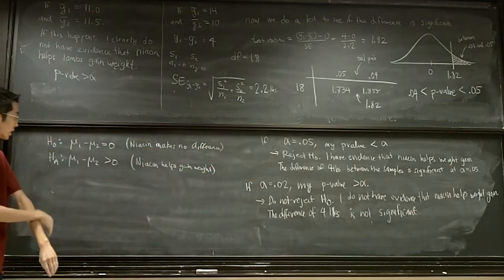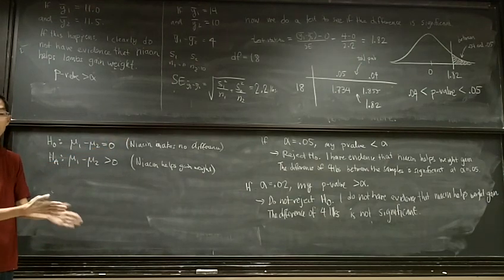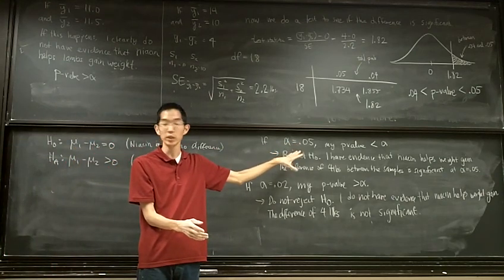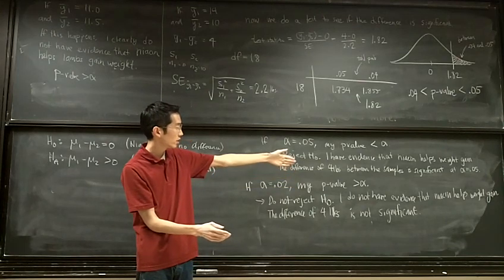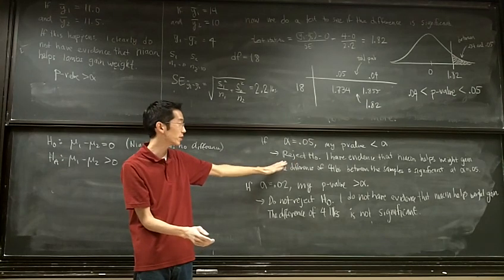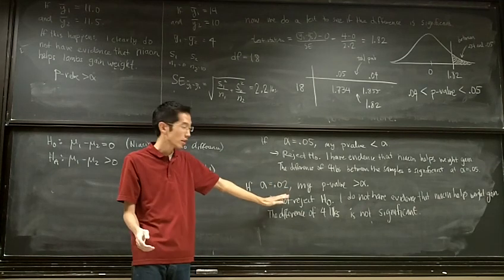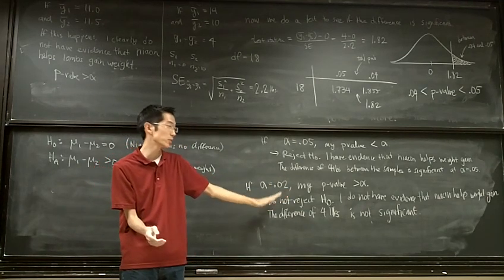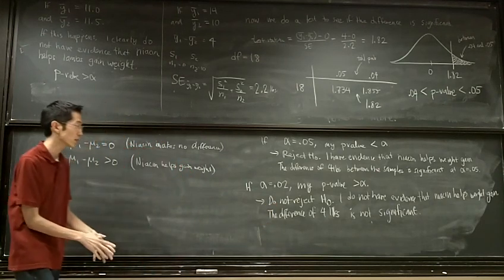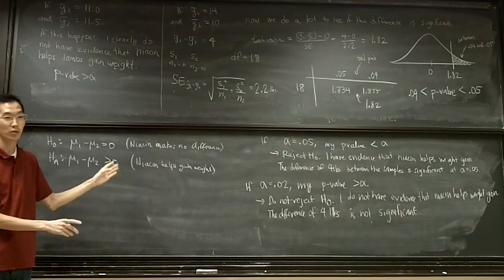So in this case, a type 1 error is that niacin makes no difference, but you've come to the conclusion that it does. So if you're willing to take a 5% risk of a type 1 error, then you would come to the conclusion that niacin makes a difference. But if you're not comfortable with a 5% error rate, and you want to have less of an error rate, then you wouldn't make that conclusion. You're saying, well, no, I don't have enough evidence to conclude that it affects weight gain, because a type 1 error is that you think it makes a difference in weight gain, but in reality, it doesn't.